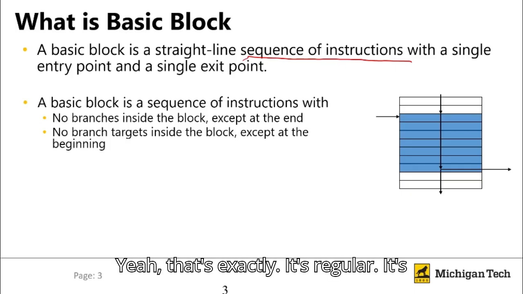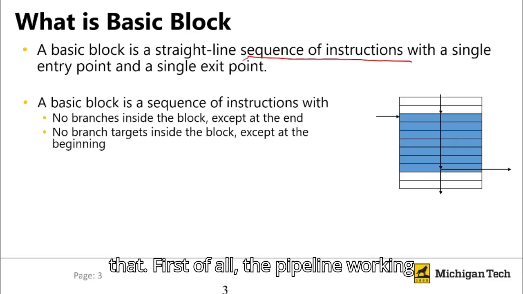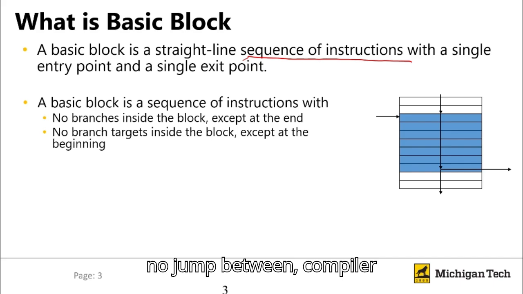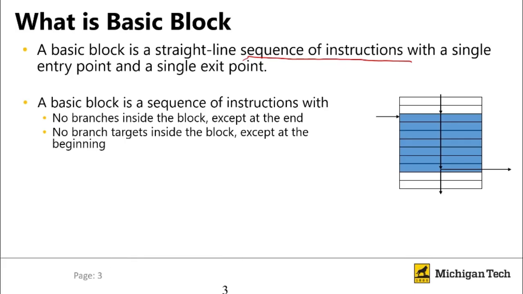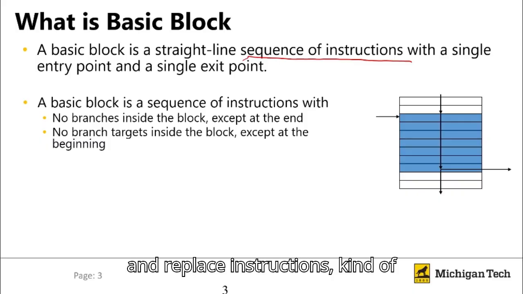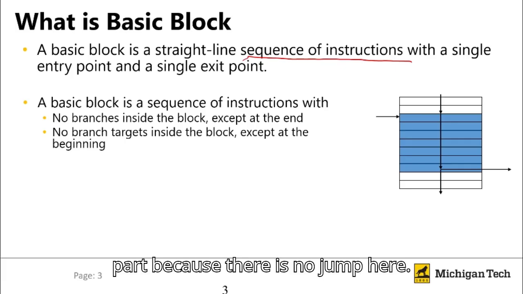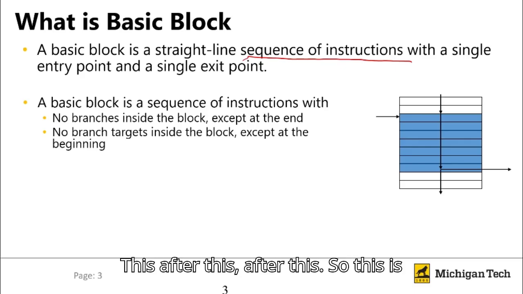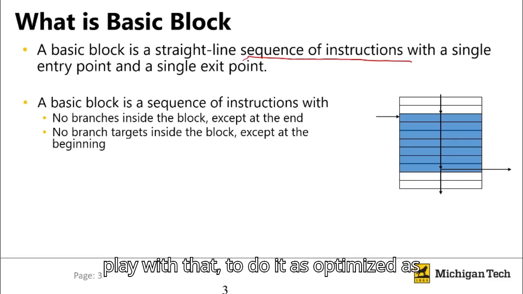Yeah, that's exactly. It's regular. It's sequential. You're not changing that. First of all, the pipeline is working very fine over there. And when there is no jump between, the compiler is allowed to replace instructions. Check, for example, some instructions maybe are extra, just remove them and replace instructions, combine instructions and play with this part, because there is no jump here. Everything here is sequential. This after this, this after this. So the compiler is allowed to play with that, to do it as optimized as possible.